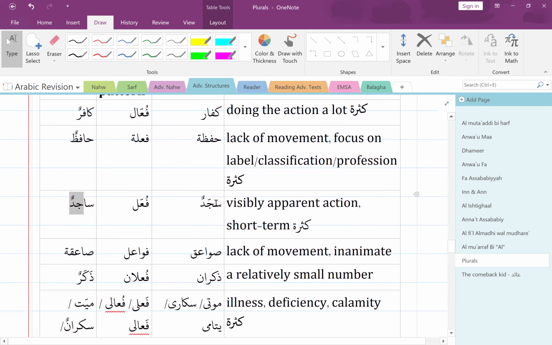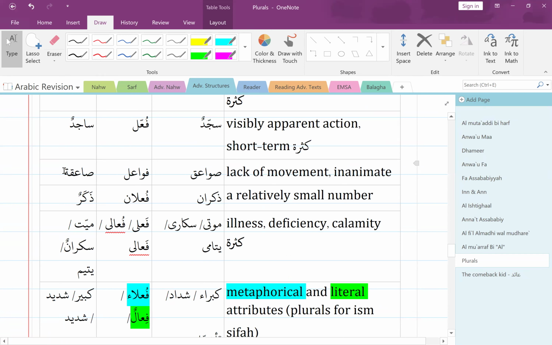So sajidun, for example, sujjadun. Sujjadun. That's another one. So the action is visibly apparent. Like you can actually see somebody doing that action. And again, it's short term. So you don't do it over a long period of time. When you do sajda, you don't do sajda for a really long time. So it's short-lived, this pattern. Fu'alun.